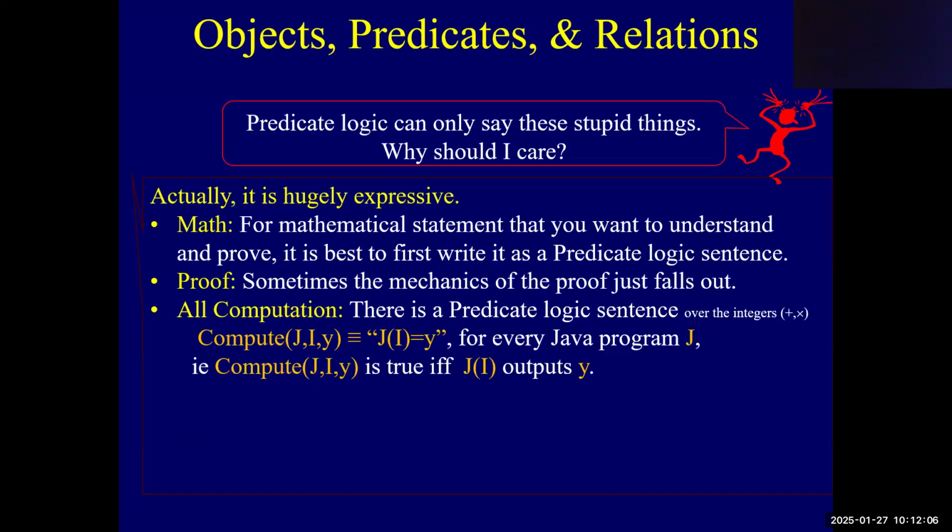So we're saying the integer, if you plug in here, we want to define a relationship called compute, where if you plug in the integer representing a Java program and you plug in an integer representing an input and an output, this will be a true statement if and only if this is what the Java program does, right?